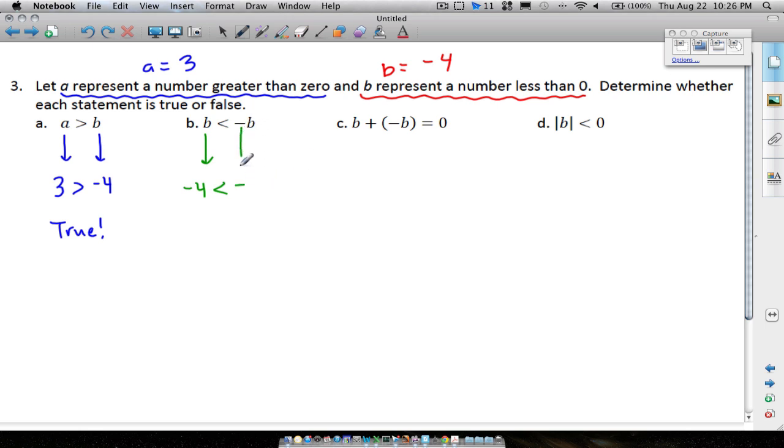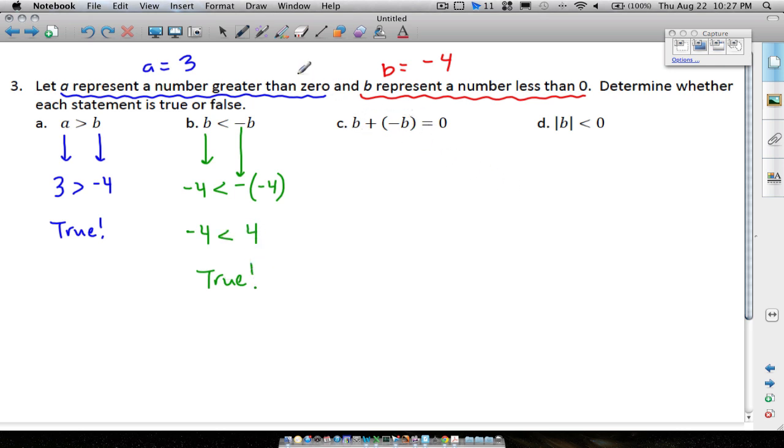Negative is that sign there, and then we had B equal to -4. This really means the opposite of -4. So let's go down one more step and write this as -4 less than, the opposite of -4 is a +4. Two negatives right beside each other do make a positive. Is this statement true or false? -4 less than 4, that is definitely true, because a negative number is definitely less than a positive number.